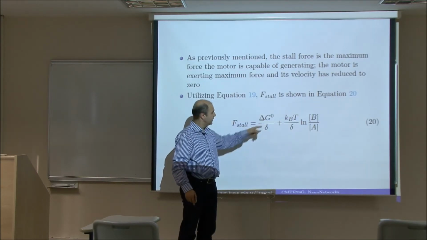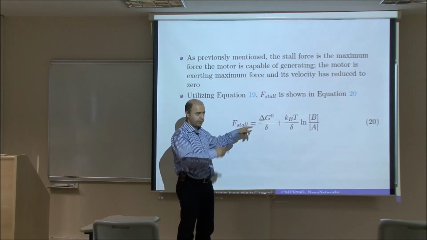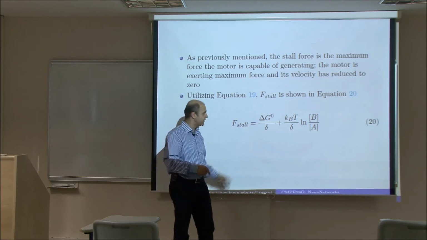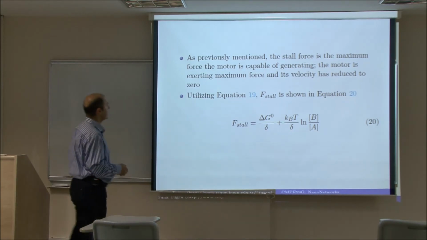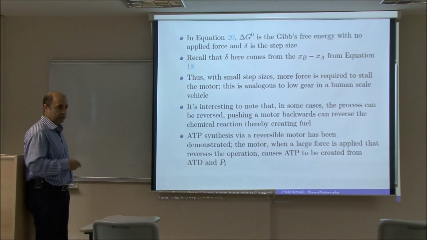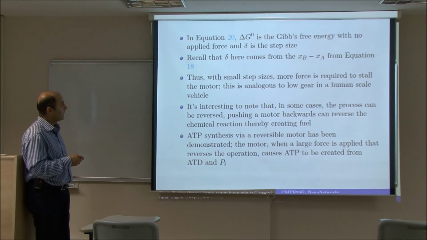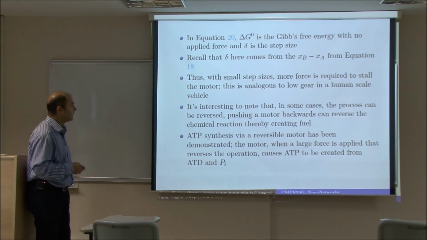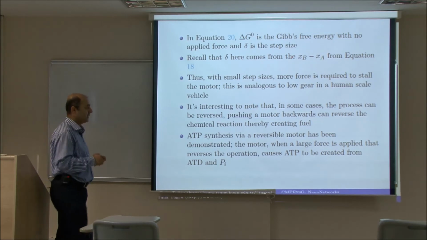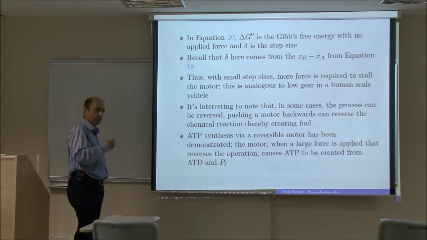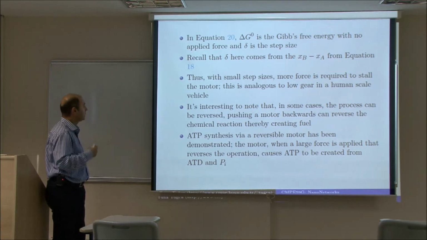Okay? Instead of delta x, just put delta and divide both sides by delta, and you will get this. So if you look at that, delta G0 there is again the Gibbs free energy with no applied force, and delta is the step size as we discussed. Remember that delta is xb minus xa. You were finally at xb position, but originally at xa.